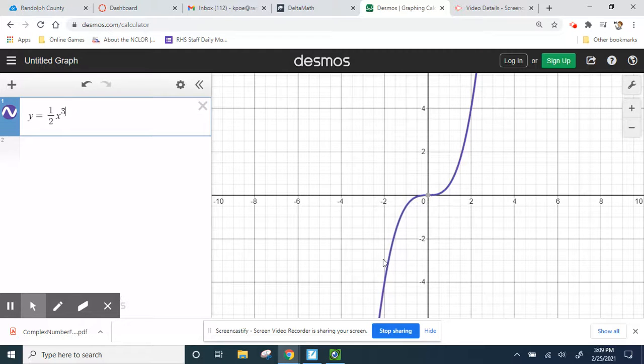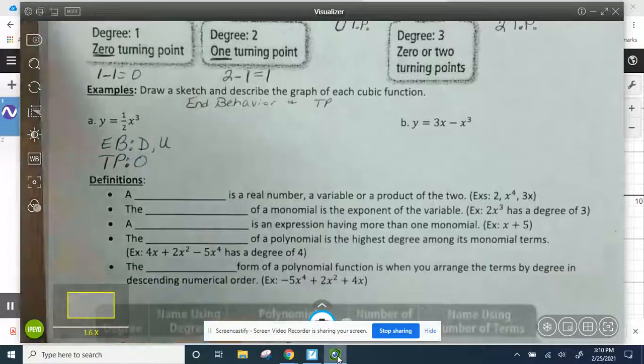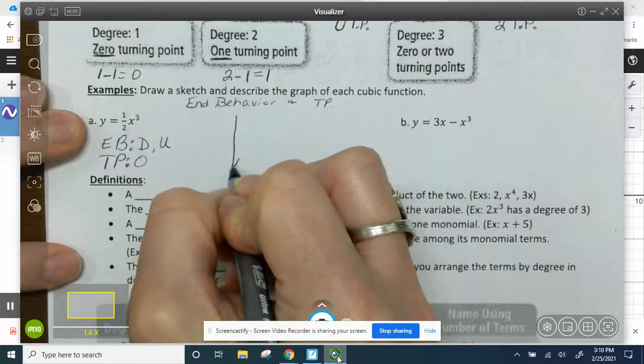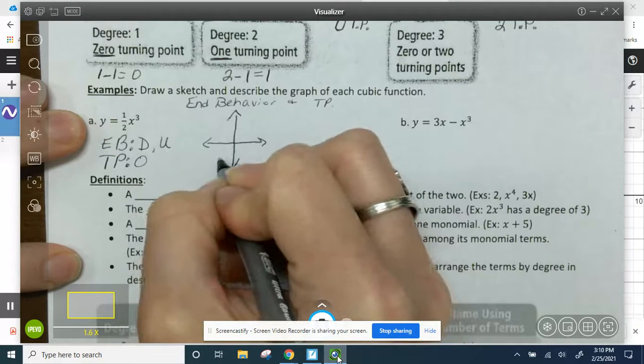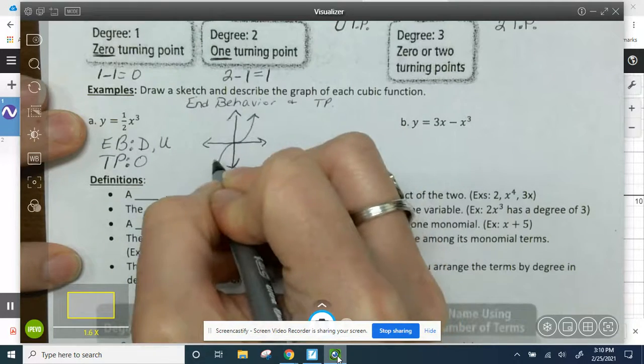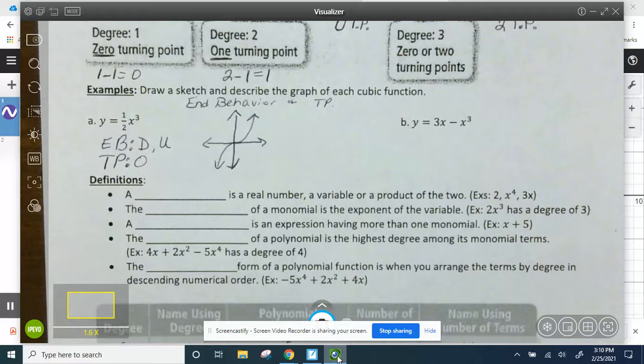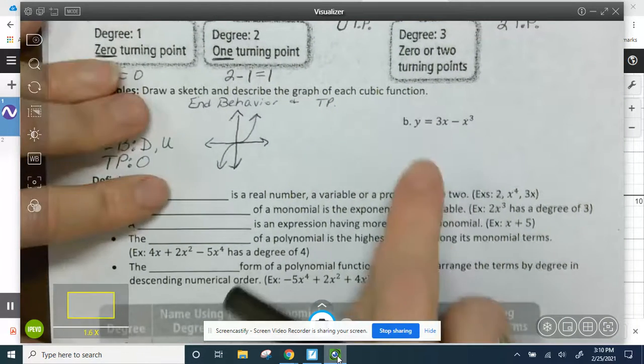And it has no turning points because it's going up and it kind of levels off a little bit here, but then it keeps going up. It doesn't start going down. So this one has 0 turning points. Now, if I wanted to sketch a graph of this, I'm going to come over here and draw an XY coordinate plane, and just do a rough estimate. It looks something like that. Okay? That's what I mean by sketch the graph. Just draw a sketch. Okay?